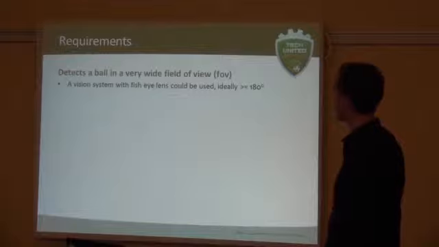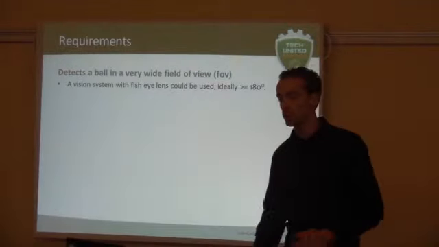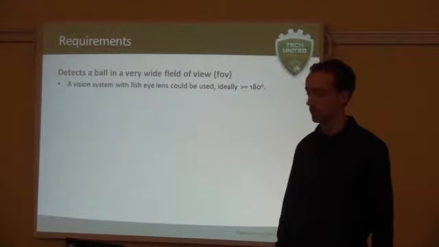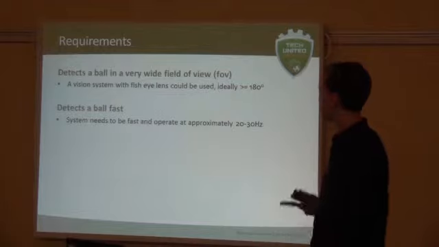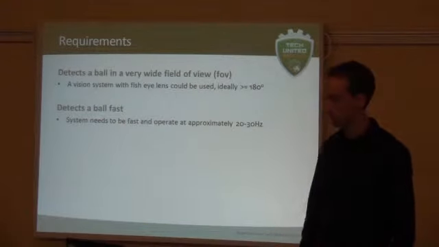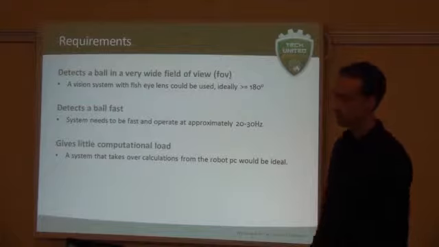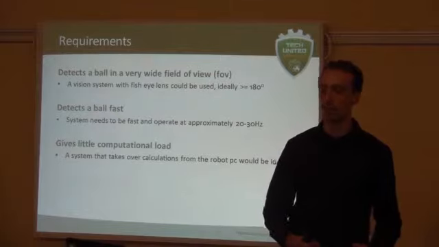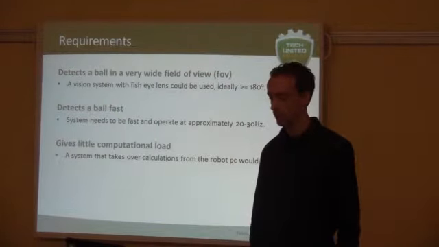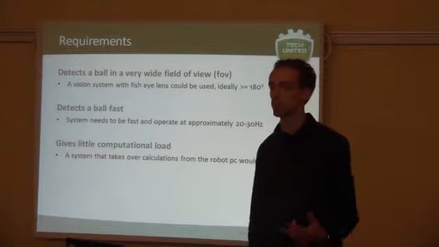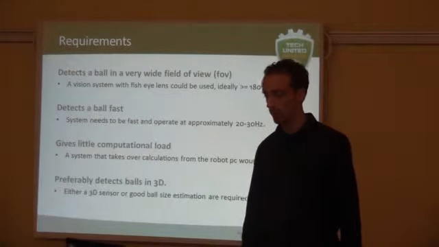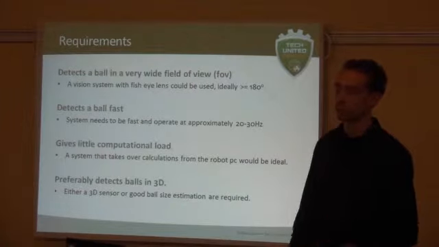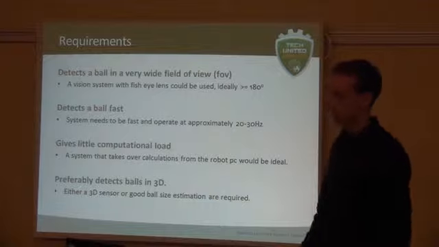The very wide field of view. For example, you could use a fisheye lens, and then preferably we would have an angle wider than 180 degrees to really see all the balls coming in. It needs to be fast, so about 20 to 30 hertz should be feasible. It should give little computational load, so preferably you would have a separate system which does all the calculations and only gives the robot the position of the ball, so that the computer of the robot does not have to do any image processing anymore. And of course it detects the ball in 3D if possible, because then we can also see how far the ball is away and how much time we still have to react to these balls coming at the goalie.